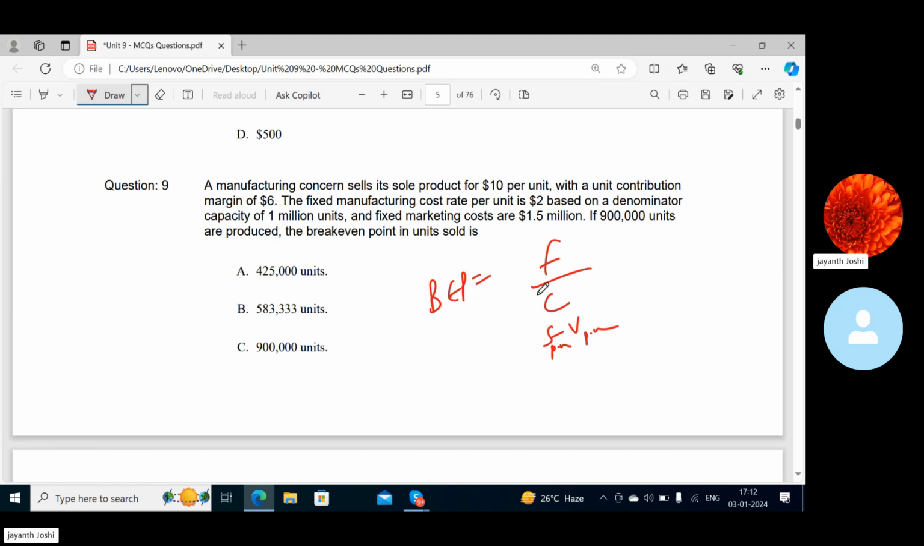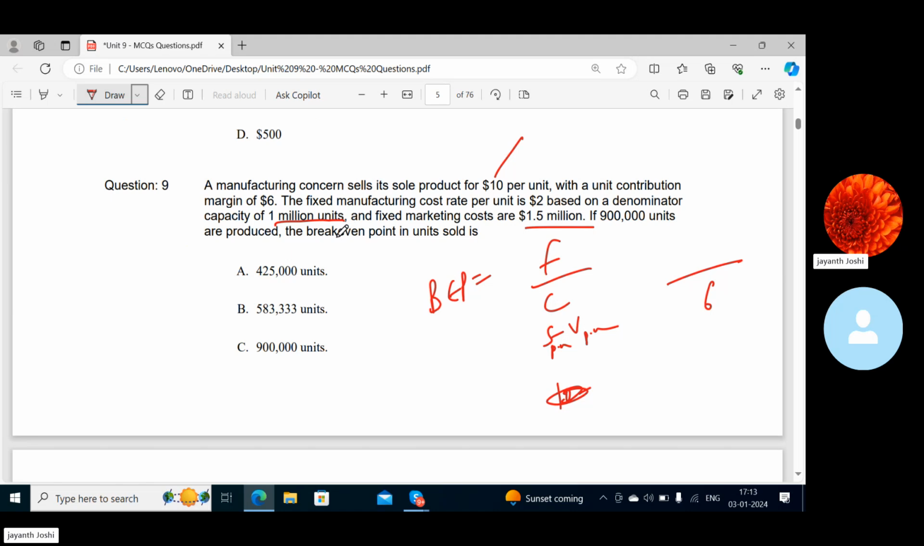So first of all, we know contribution is sales minus variable cost. So sales is 10, variable cost per unit, contribution margin they have already given directly. Yes, 6. What is the fixed cost? 1.5 million. They are making some fixed marketing cost, fixed manufacturing cost rate per unit is $2 on a denominator capacity. Okay, 1 million units they are making, right?